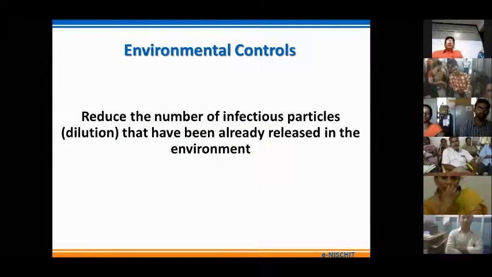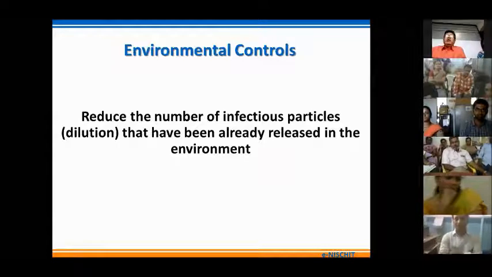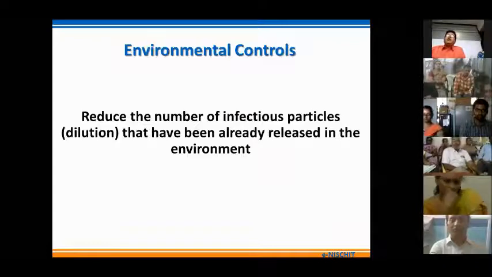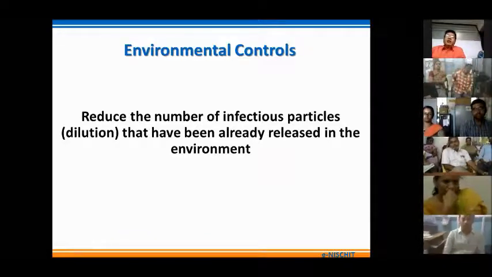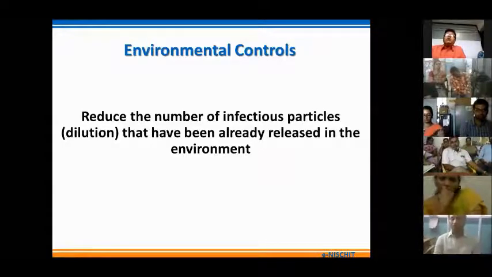So now I come to the environmental controls. Environmental controls, basically we talk about this to reduce the infectious particles. Now the particles have really come and formed around us. How do we really dilute those particles? So any activity which we do in this context is called environmental controls.